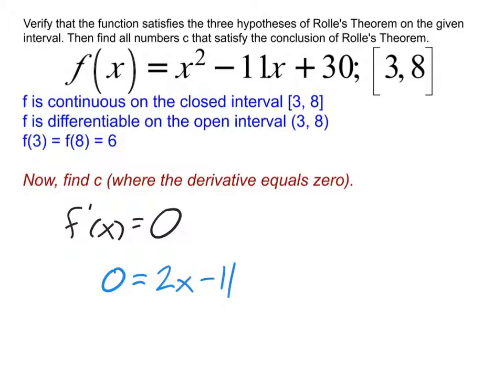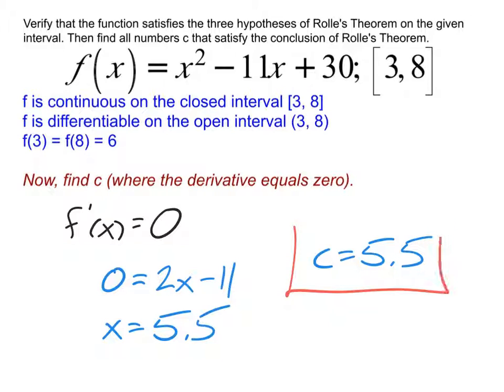All right, so we find our derivative, which is 2x minus 11, and then we solve that for when it's equal to 0. You should have found here that x equals 5.5. So that is our c value. We end up finding that c equals 5.5. C is just the chosen name given to it for basically saying the value at which our slope is going to equal 0.